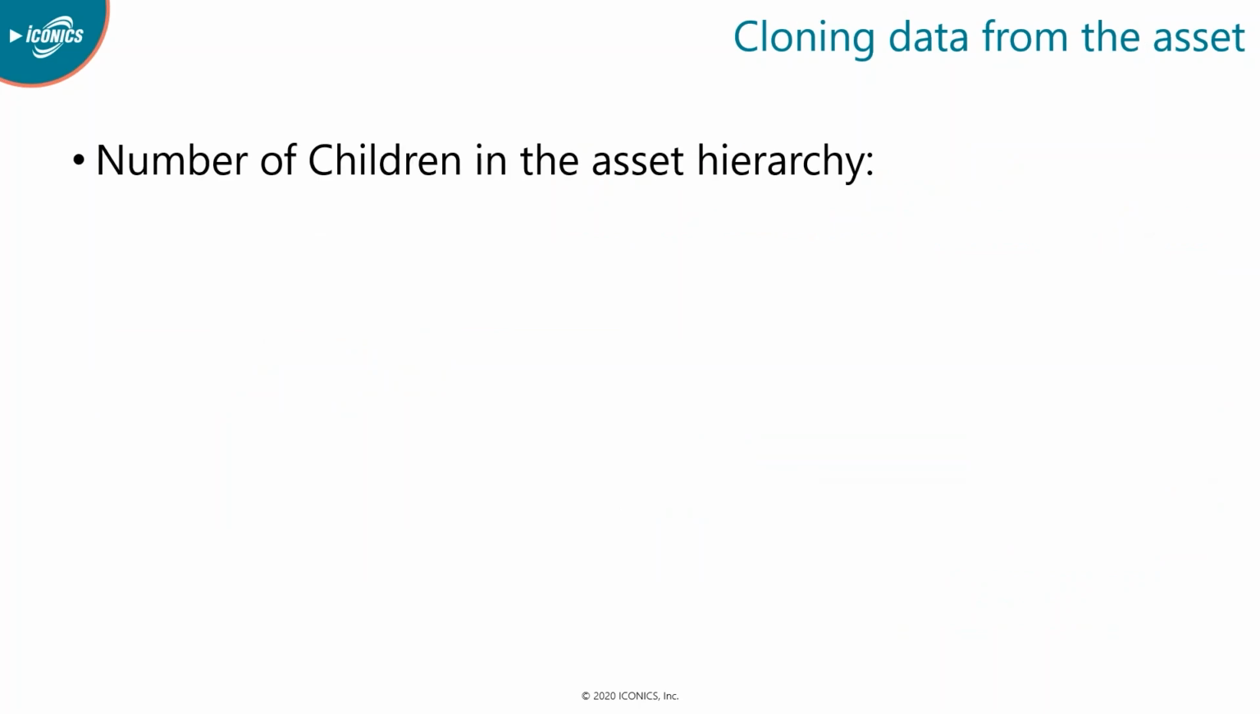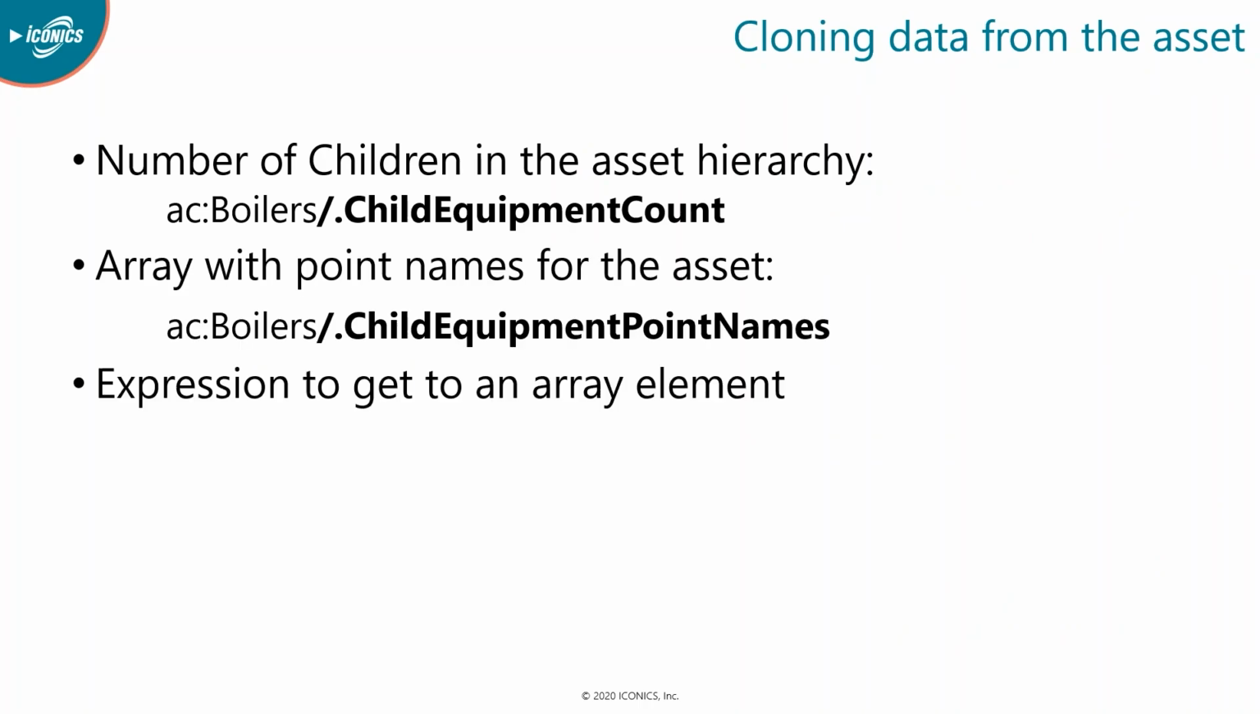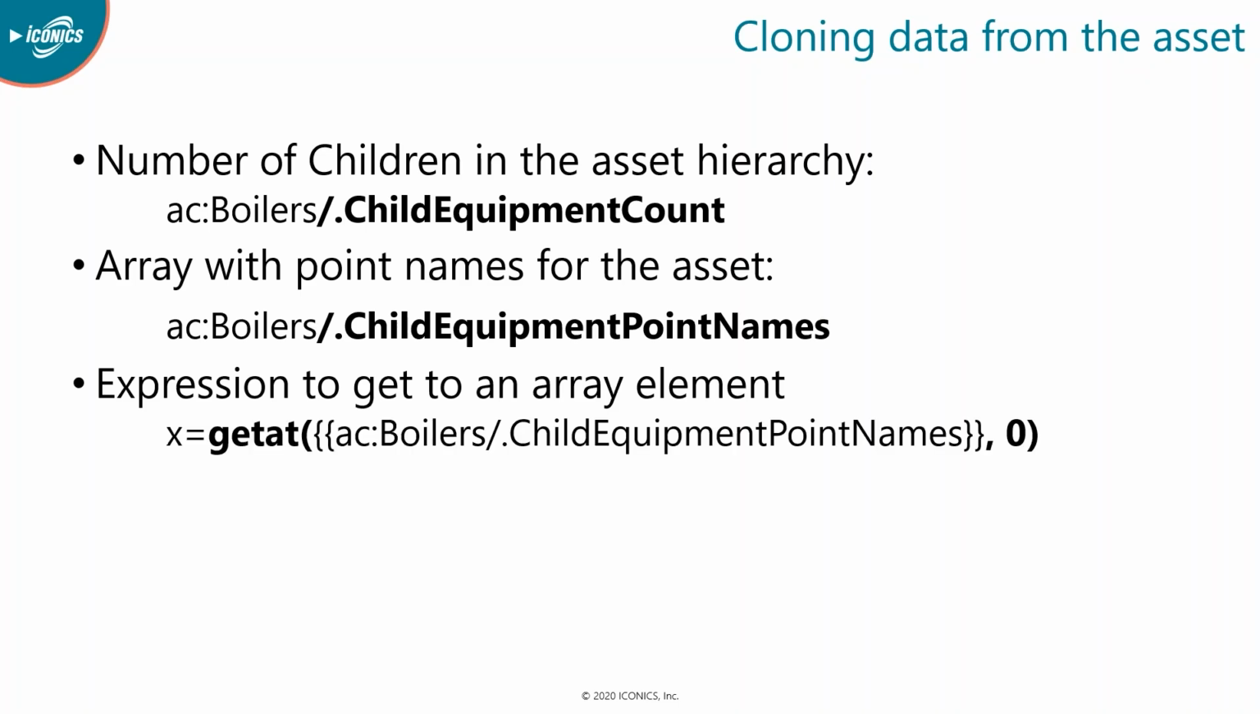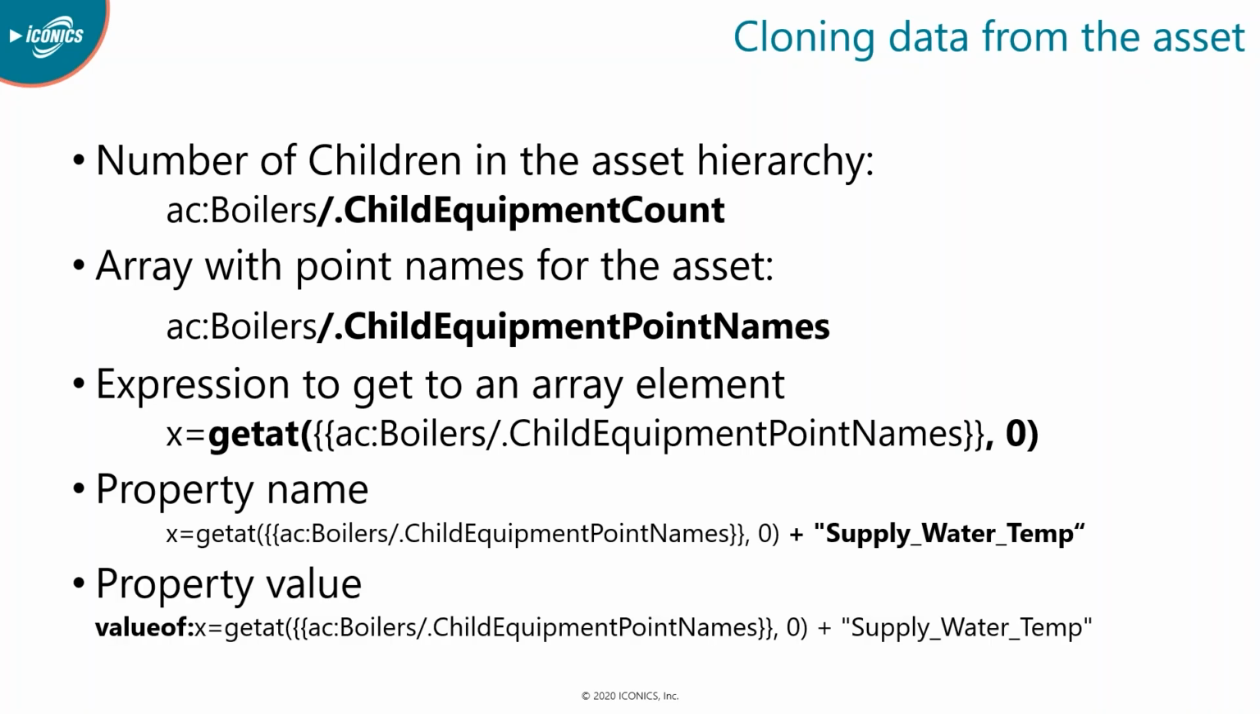Now, as you know, the Iconics asset catalog provides all the information about your equipment and your assets. What you may not know is that every asset also has some helper properties. One of them is the child equipment count. By looking at that property, you know exactly how many child objects, how much equipment, you would find below your master, higher-level equipment. Another property is the array that provides the child equipment point names.